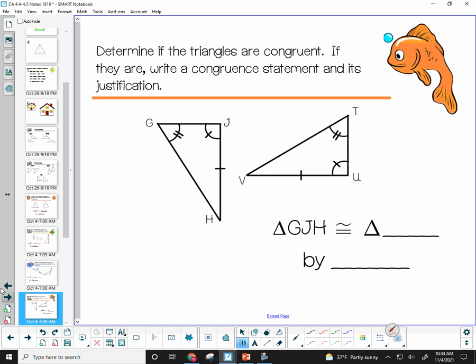Do we have three parts? It's an acceptable combination. Yeah, what is it? Good. Our side is not between the angles, right? So it's angle, angle, side. Okay, so what matches up with G? C. What matches up with J? U. And then V. PUV. Yeah.